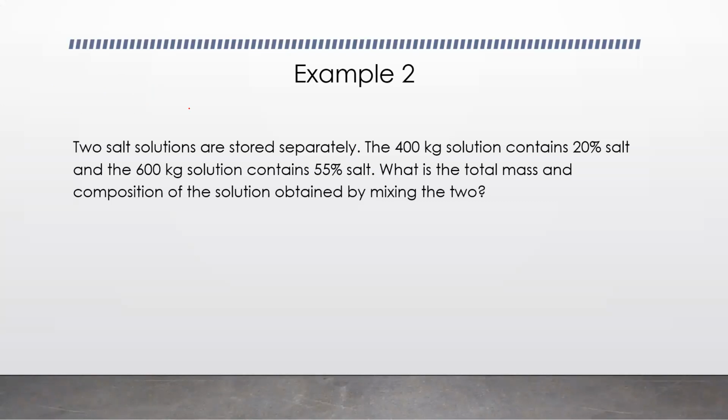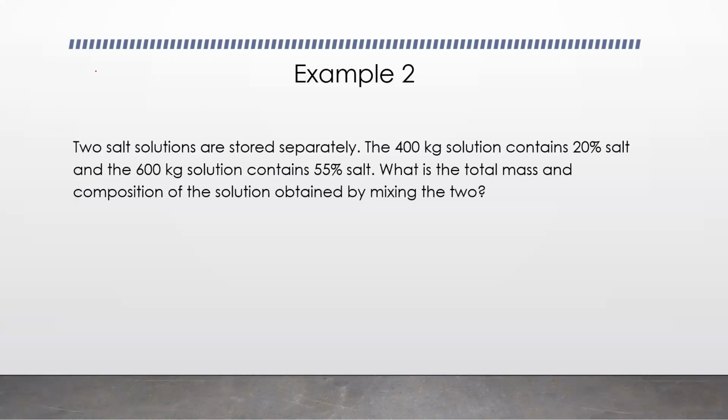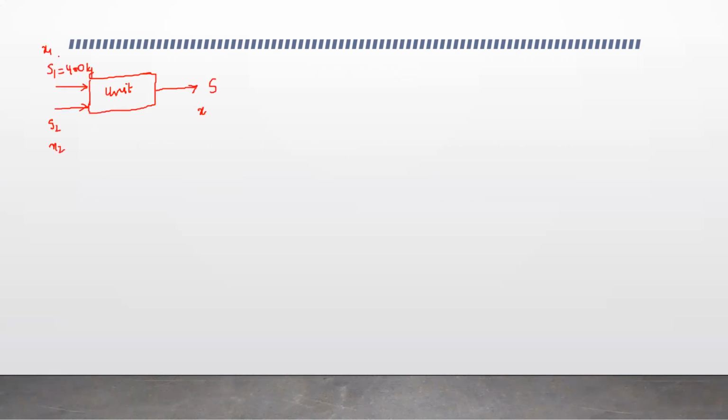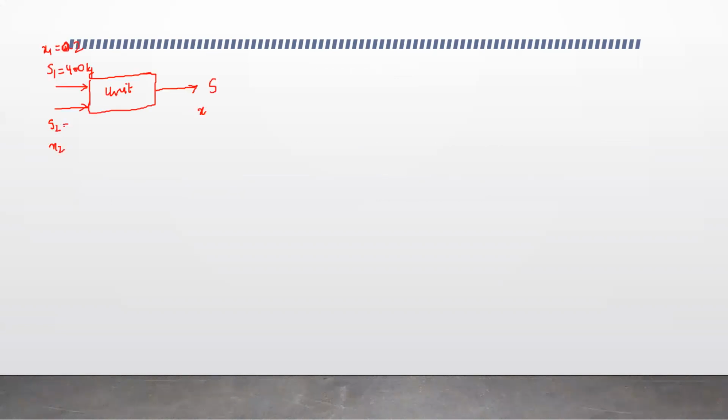So we have 400 kg solution. The first one is 400 kg solution, and the mass fraction is 0.2. 20% is 0.2. Then the second solution is 600 kg. So S2 is going to be 600 kg.